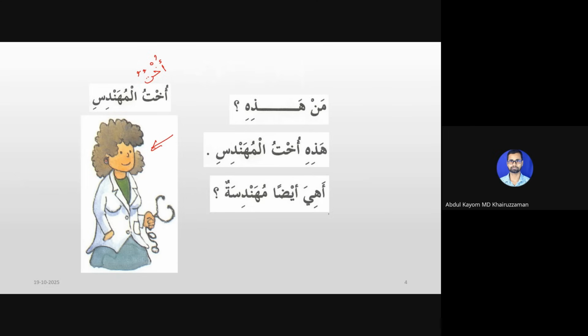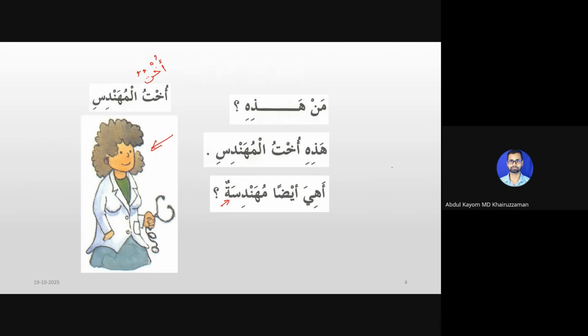Then another question is coming. Ahiya aidan muhandisatun. First it is coming hadhihi uktul muhandisi, this is engineer's sister, then the natural question can be, is she also an engineer? Hiya aidan muhandisatun. This muhandisa is used for feminine, right? Since this is a girl, a lady, we say muhandisatun. So for masculine we use muhandisun, for feminine muhandisatun.